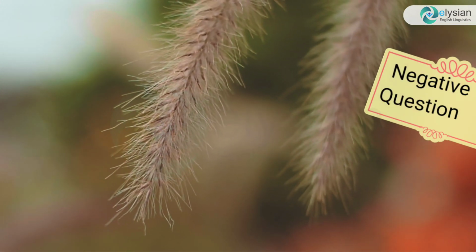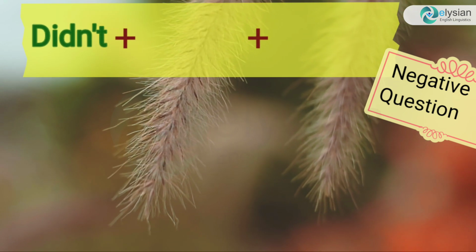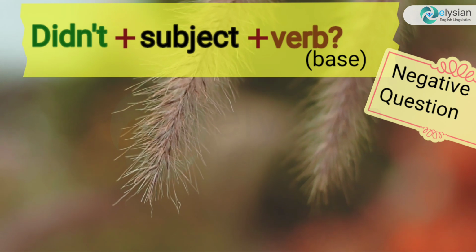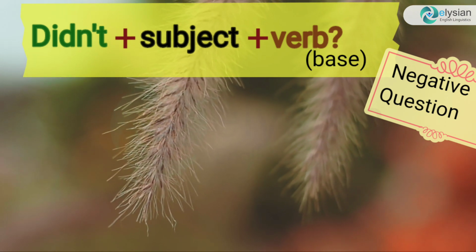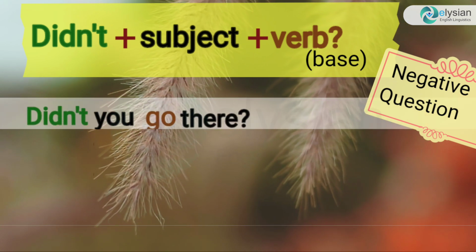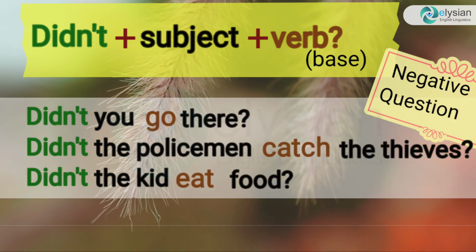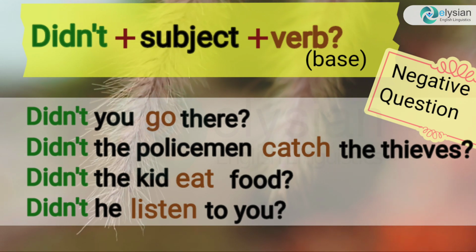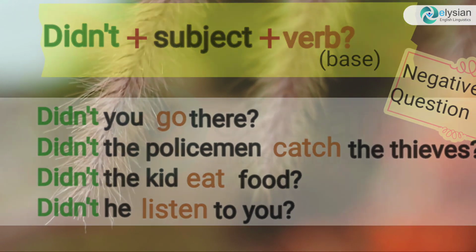Negative question. Didn't at the beginning, then subject and base verb. And remember to put a question mark. Okay, let's take some examples. Didn't you go there? Didn't the policeman catch the thieves? Didn't the kid eat food? Didn't he listen to you?